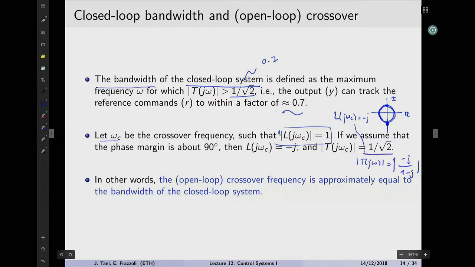So this is just to say that we can approximate, if we assume a phase margin of 90 degrees, where the Nyquist plot crosses the unit circle relative to the critical point, that the bandwidth of the closed loop system, under some assumptions which make our life good, is basically the same as the open loop crossover frequency. A 90 degree phase margin is a big margin of phase, and it means good robustness of the system. So, the bandwidth is this value here.